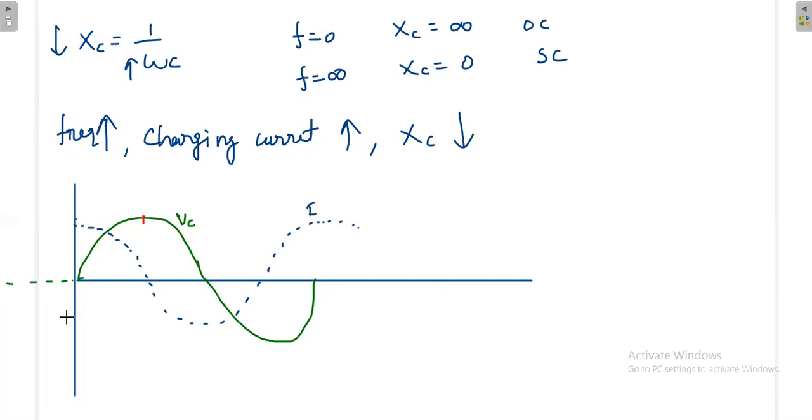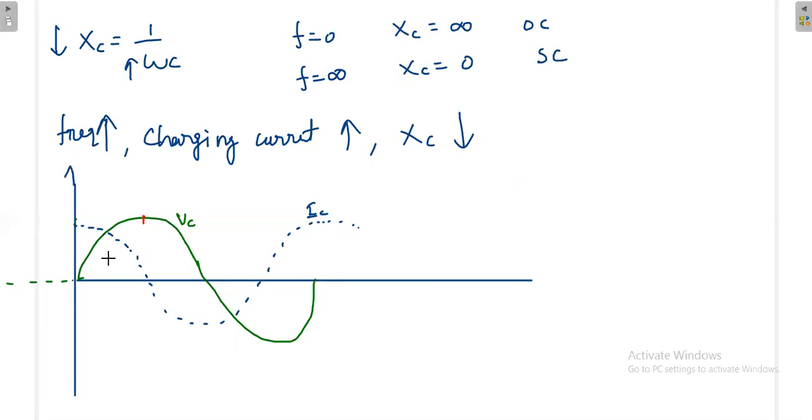Okay, this is the current waveform IC, the capacitor current. Now what is the power? Because you know both the voltage and the current across the capacitor, once you know both, you can simply multiply them to get the power. Now what is the power?